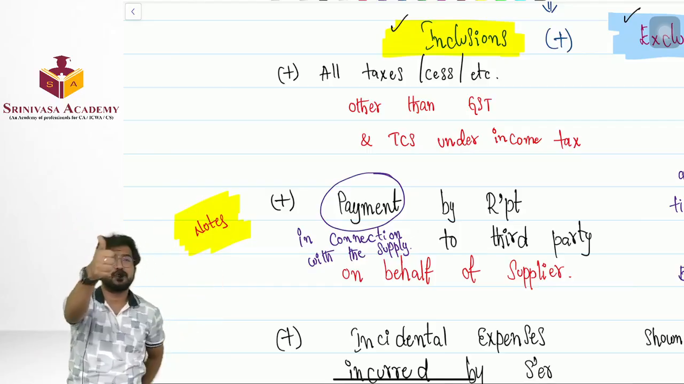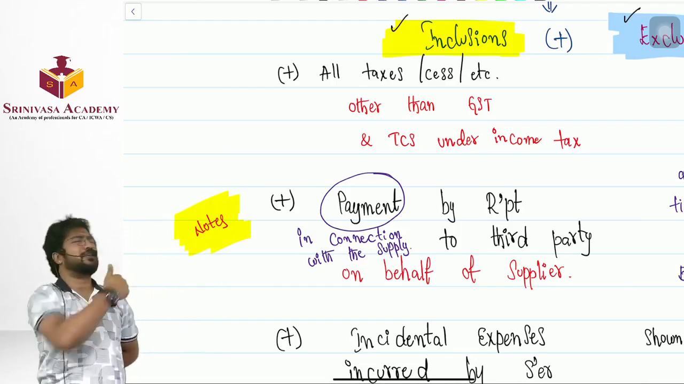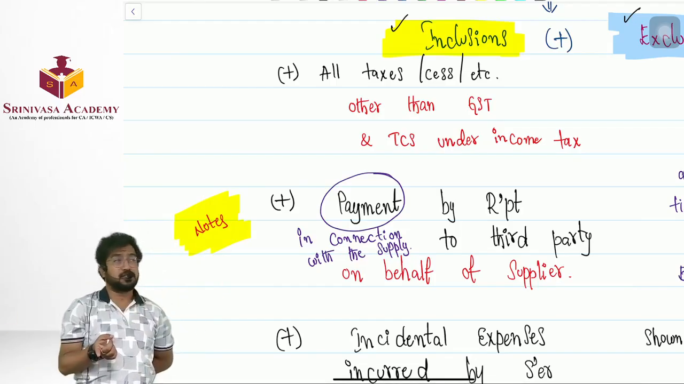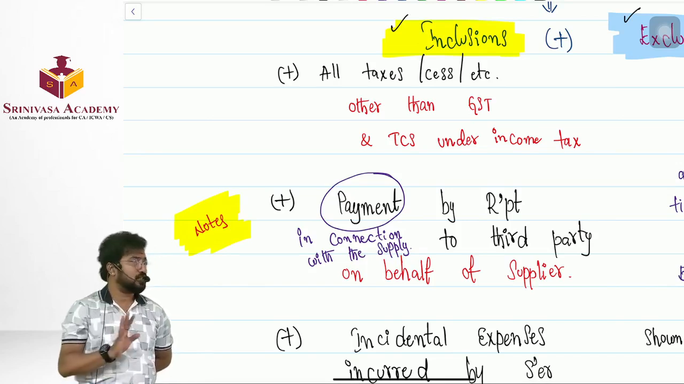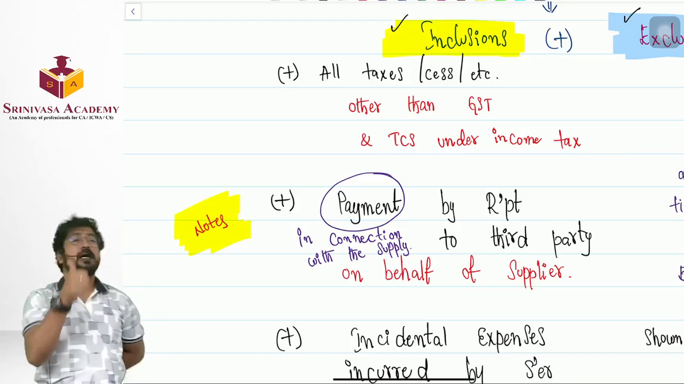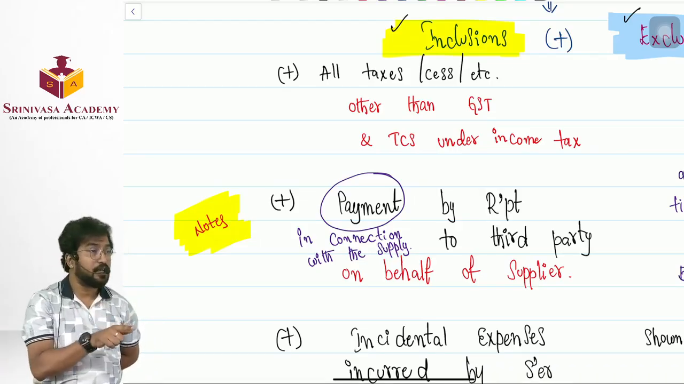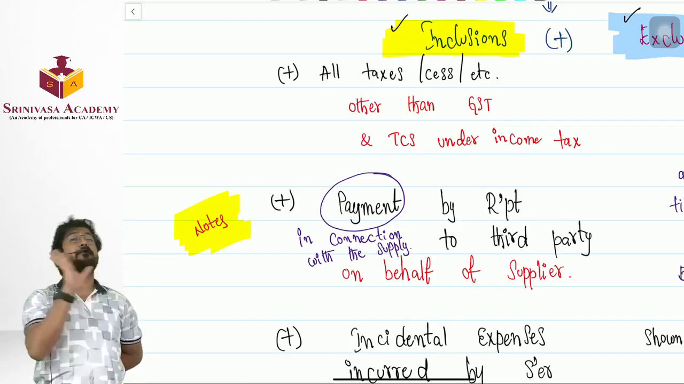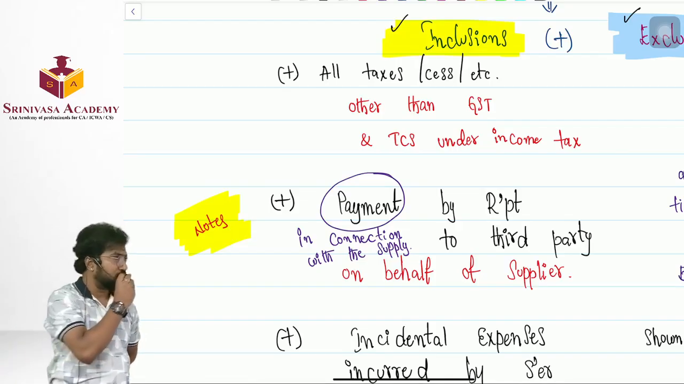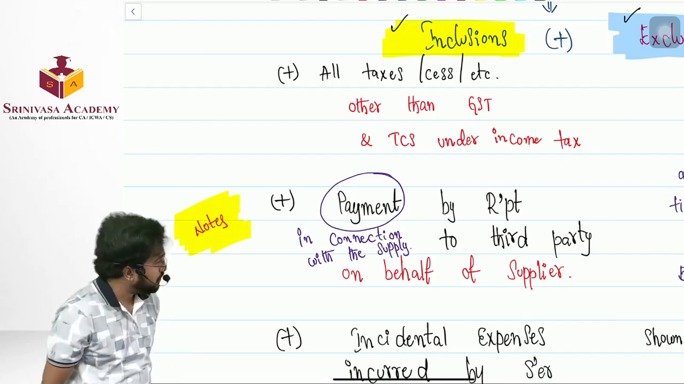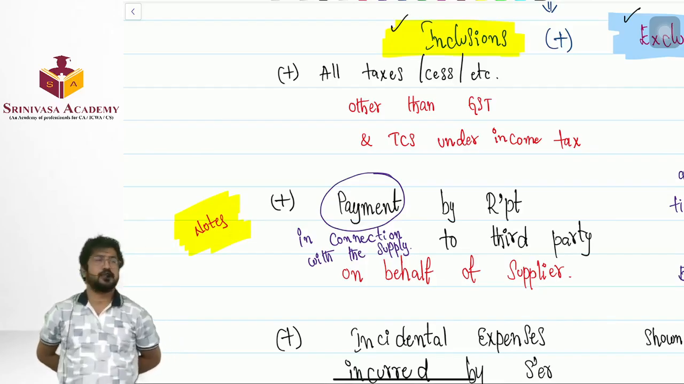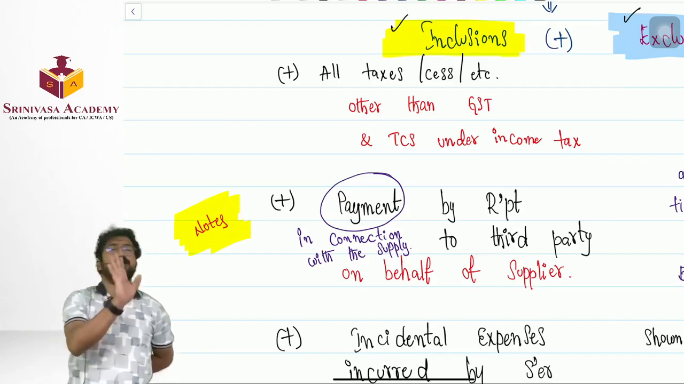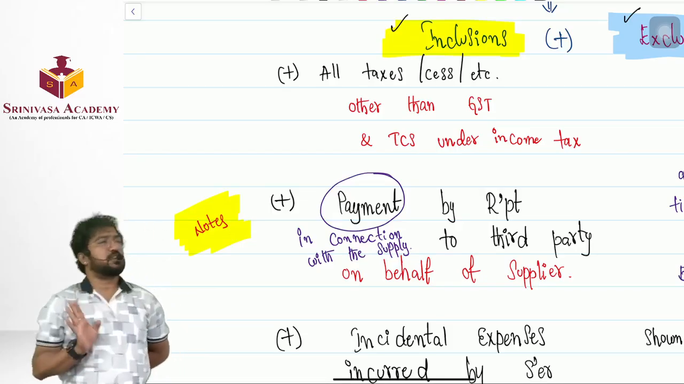What are the inclusions? Number 1. All taxes. Whatever tax you see, you add that. But don't add GST, because we are calculating value to charge GST, so in that you should not charge GST again. So all taxes other than GST and other than TCS under income tax. Very important adjustment for you. This should be added. In exam the most common tax you see is municipal tax.